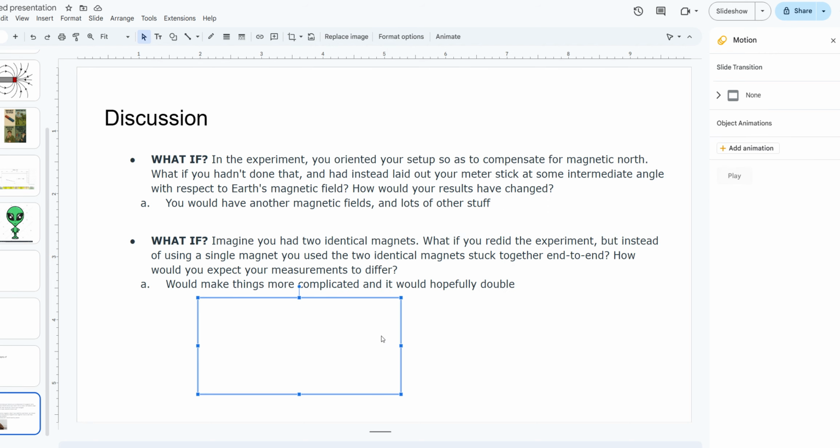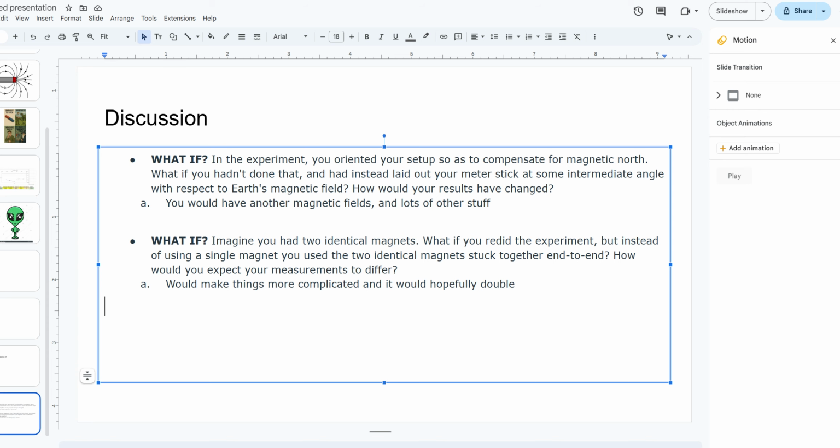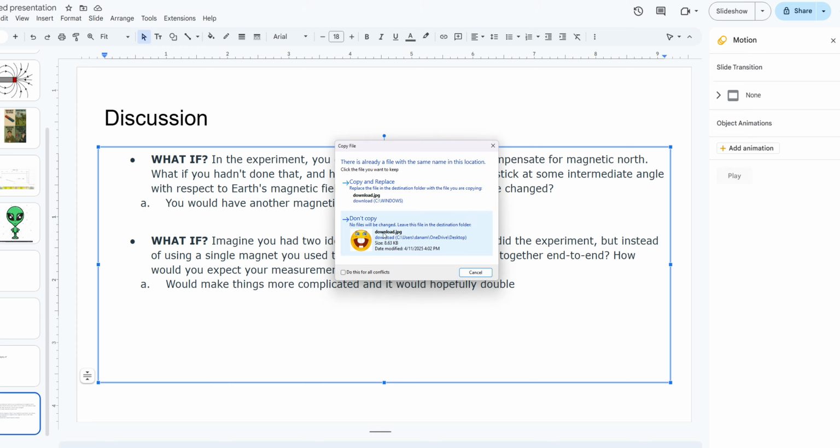Now, you might be wondering: what if, in this experiment, we oriented the setup so as to compensate for magnetic north? And what if you hadn't done that and instead laid out your meter stick at some intermediate angle with respect to Earth's magnetic field?